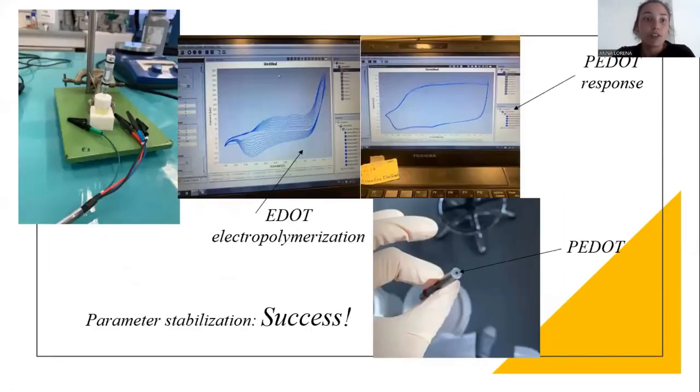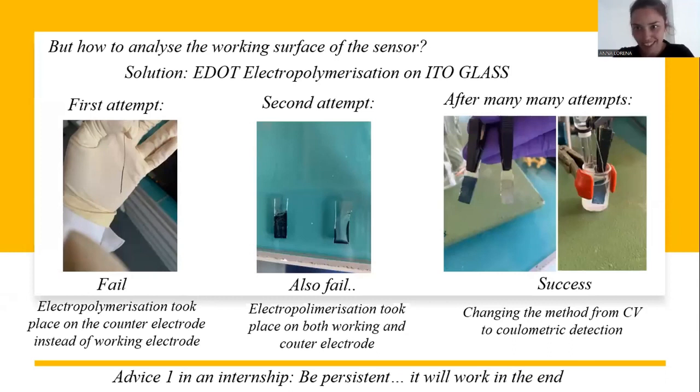So first, you can see in this picture the electrochemical cell with the electrodes and everything, how the EDOT electropolymerization takes place by cyclic voltammetry, the PEDOT response, which was at first a total success. And this is the PEDOT, how it looks on the gold electrode surface. So it was quite good. And then the struggle begins.